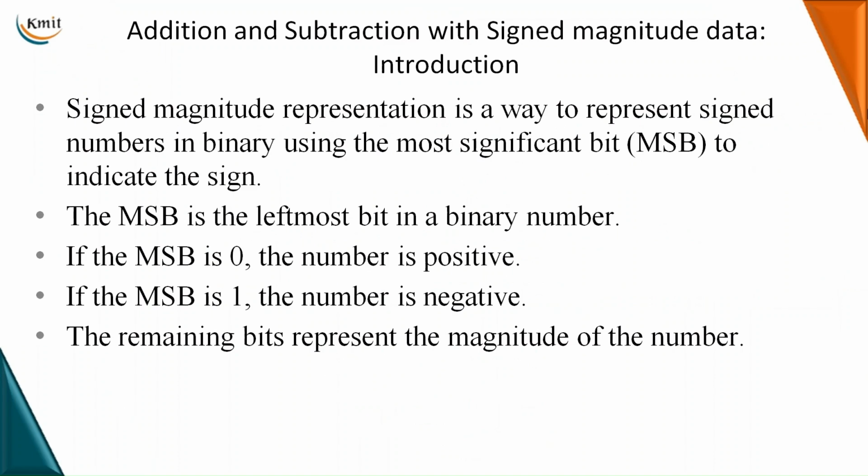And how do you represent it? Using the most significant bit to indicate the sign of that particular number. The most significant bit here is nothing but the leftmost bit in a binary number. If the most significant bit is 0, it indicates that the number is positive. If the most significant bit is 1, it indicates the number is negative. So, in a sign magnitude representation, the most significant bit is used to represent the sign of the number, whereas the remaining bits represent the magnitude of the number. That representation is called sign magnitude representation.